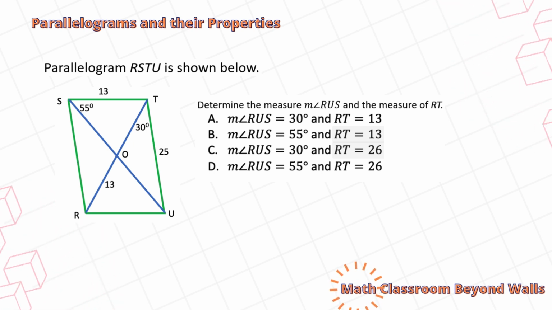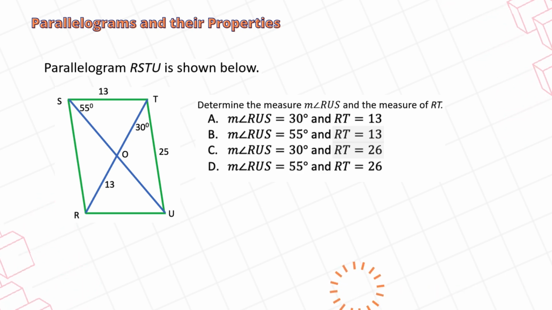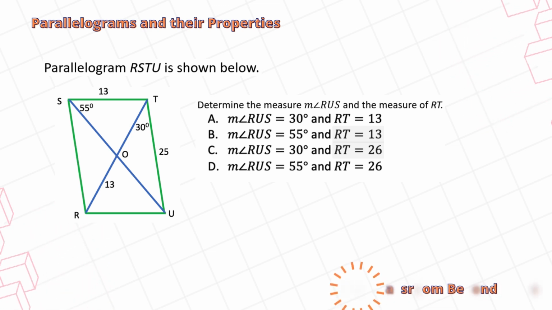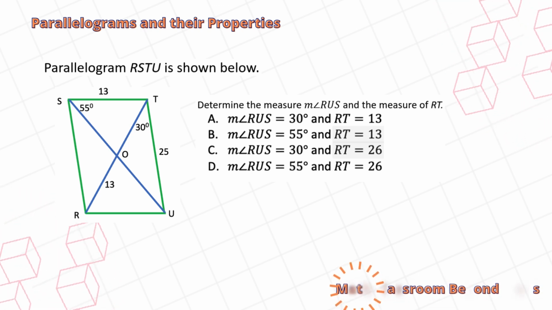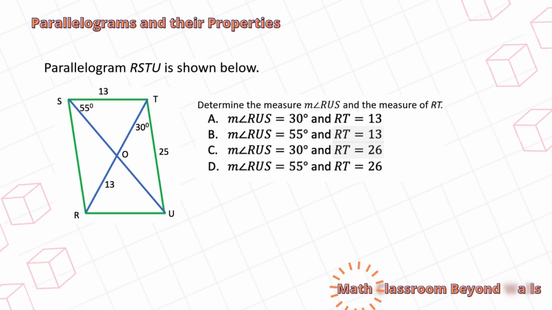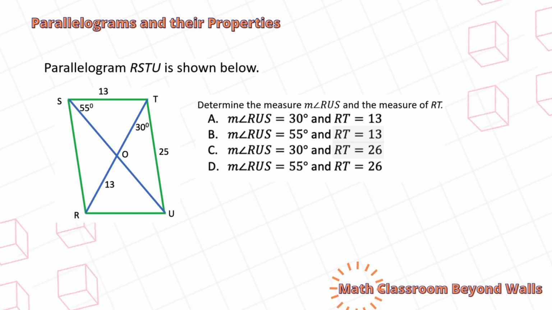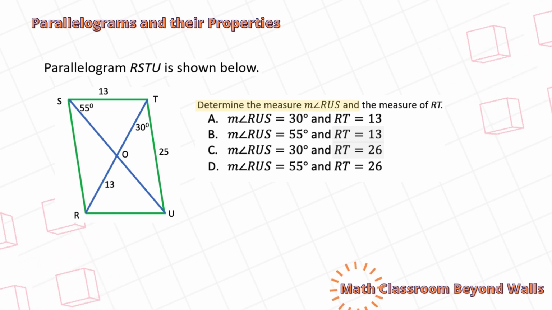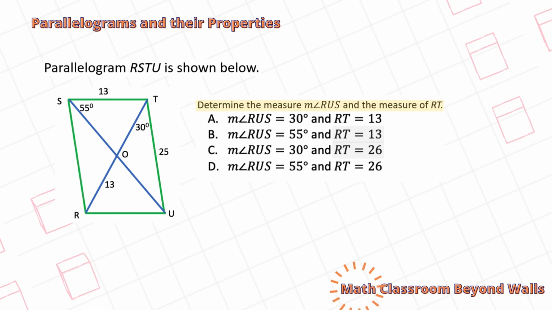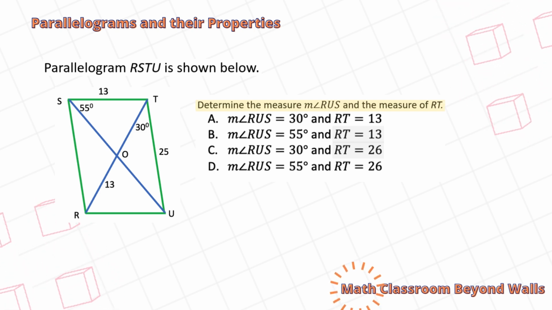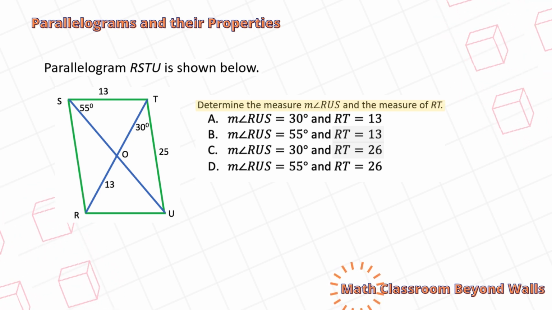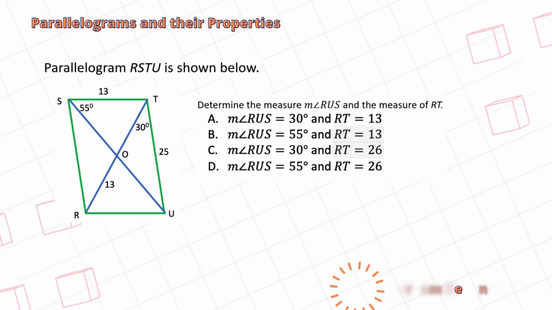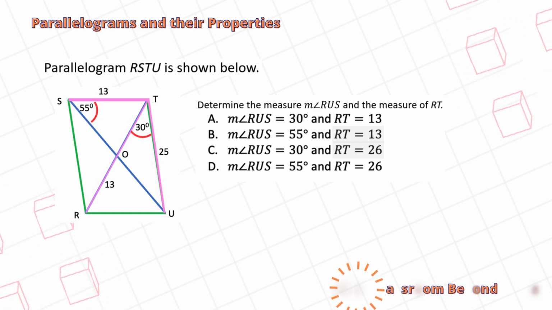As usual, we begin by reading the whole problem and may read it several times when needed to know what we're looking for, to determine what are given, and to figure out how the given information help find what we're looking for. What are we looking for here, learners? You're correct. We are to determine the measure of angle RUS and the measure of the diagonal RT. What are given? We're given the figure of parallelogram RSTU with some lengths and angle measures.